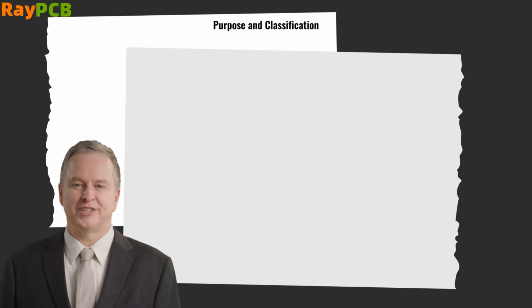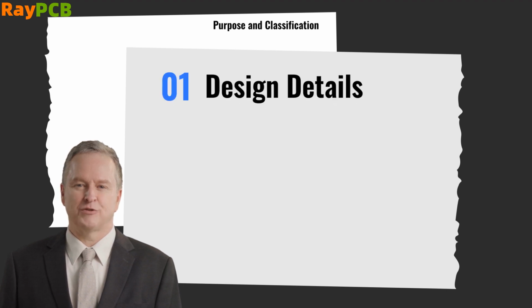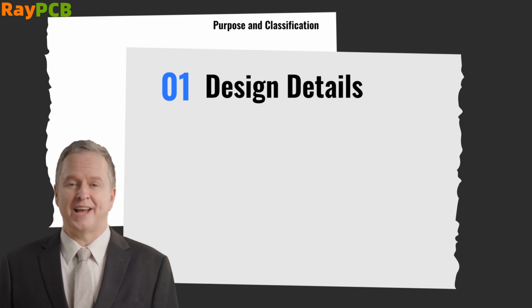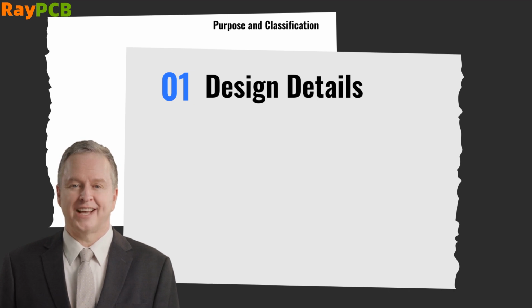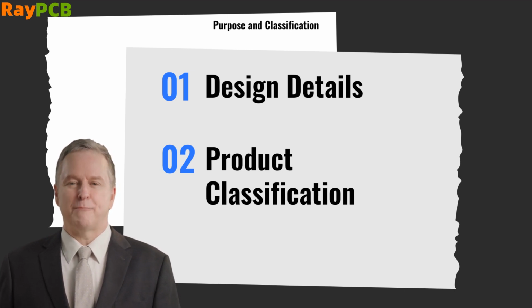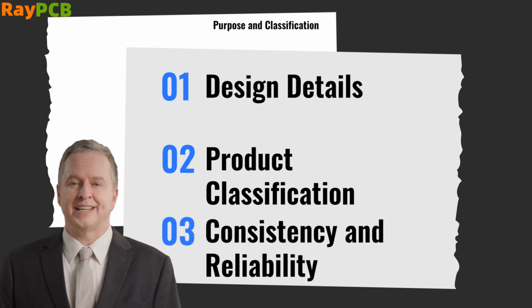The purpose of this section is to establish design details for flexible and rigid flexible printed boards, aligning with IPC 2221 and IPC 2222 standards. Product classification follows IPC 2221 guidelines, covering single-sided, double-sided, and multi-layer board types. This ensures consistency and reliability in design and manufacturing processes.